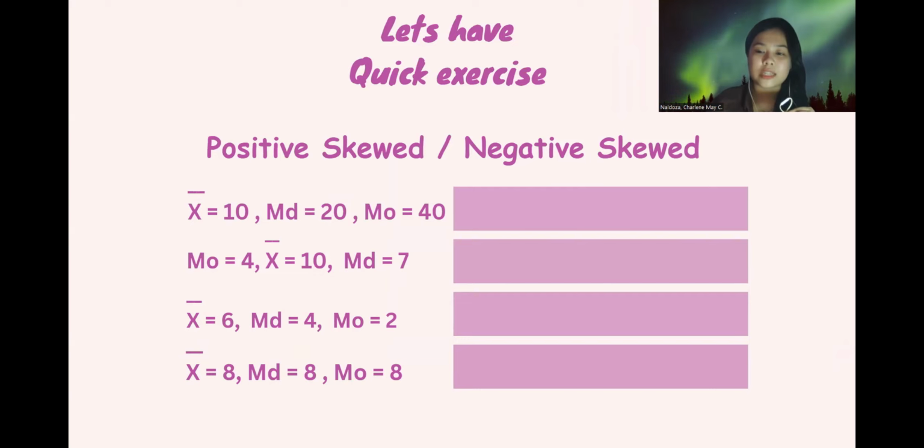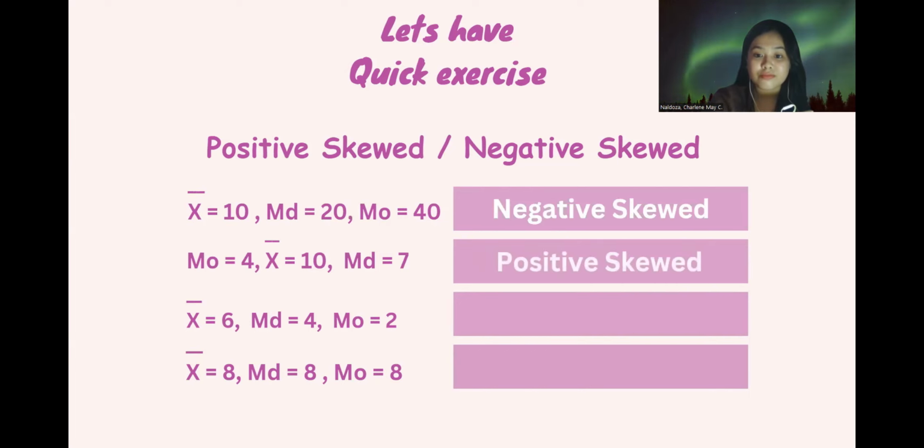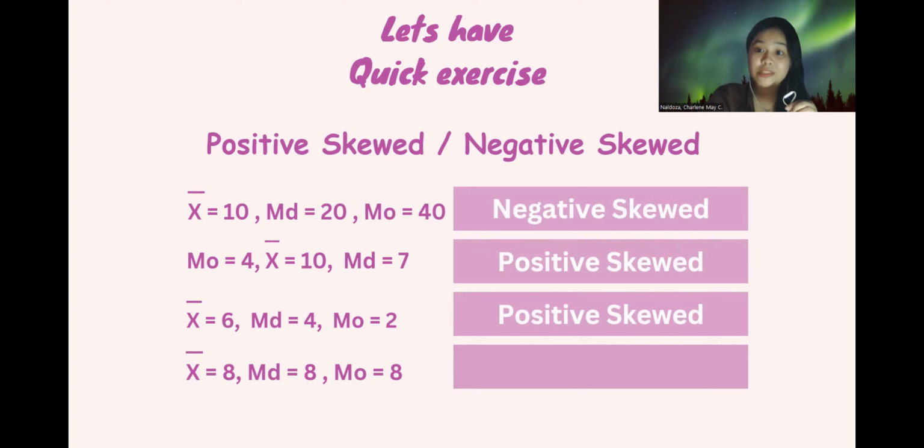Now that we're done with what is the right skewed and what is the left skewed, let's have a quick exercise. For number one, the mean is equal to the median is equal to 20 and the mode is equal to 40. That is negative skewed. Very good. Next, the mode is equal to 4, the mean is equal to 10, and the median is equal to 7. Here, the highest is the mean, so this is positive skewed. Next, the mean is 6, the median is 4, and the mode is 2. The highest is 6, and that is positive skewed.